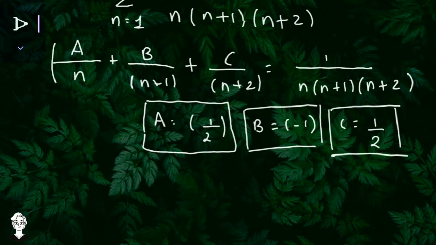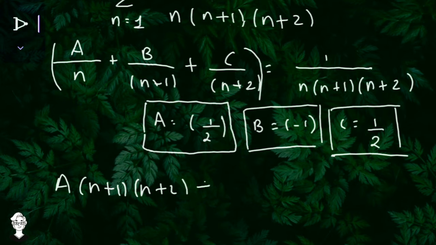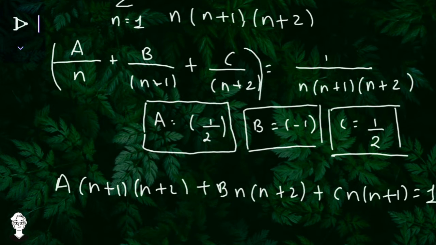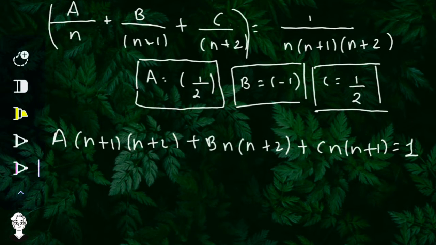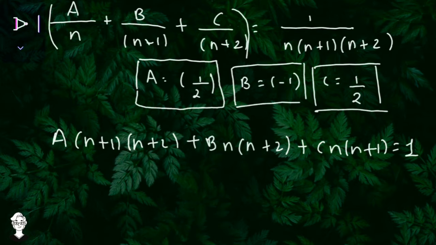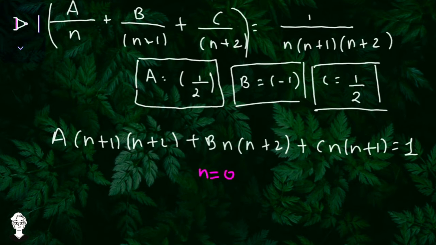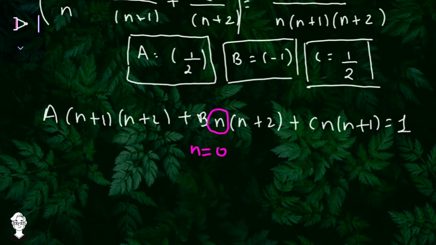So first of all, taking the LCM over here, it would be a into n plus 1 into n plus 2, plus b times n into n plus 2, plus c times n into n plus 1, and that would be equal to 1. The denominator from both the sides gets cancelled out. Now I have to plug in such a value that b and c become 0 and only a remains. So I will keep n equal to 0. So when n is equal to 0, you can observe b and c become 0, so no reason to add them. But here if I put 0, 0 plus 1 is 1, 0 plus 2 is 2. So here 2 times a is equal to 1, so I obtain a is equal to 1 by 2.